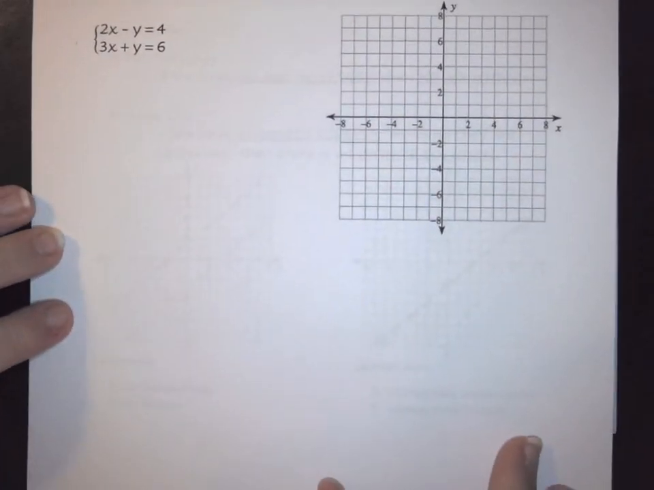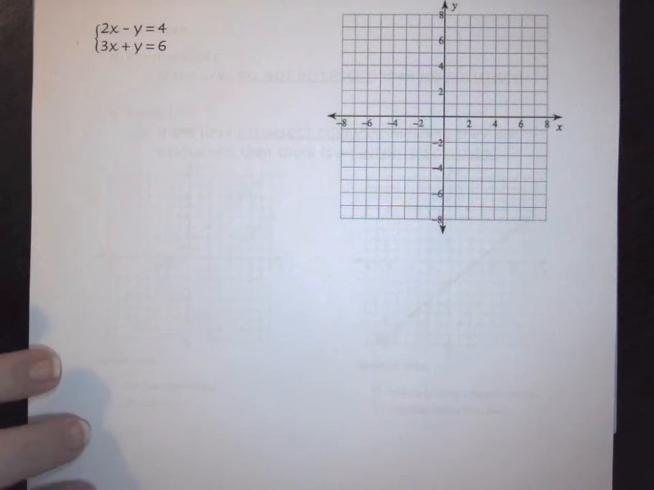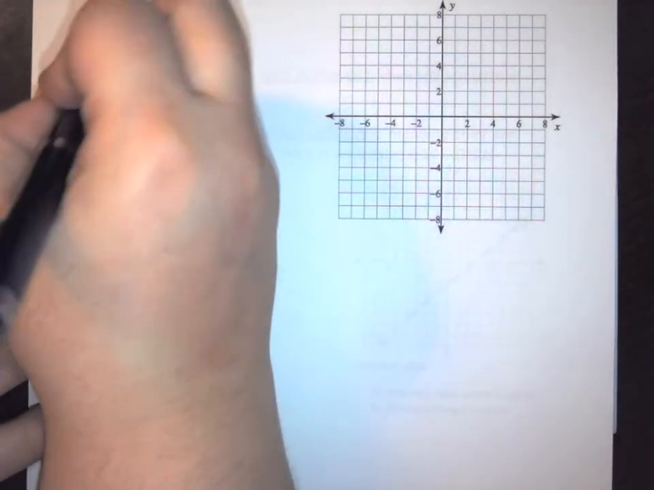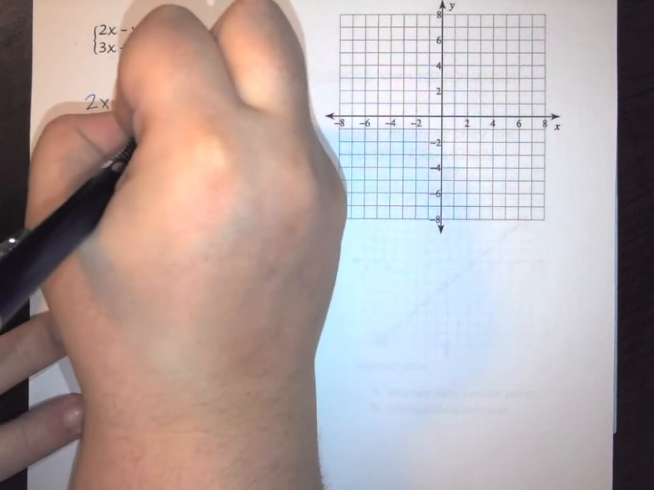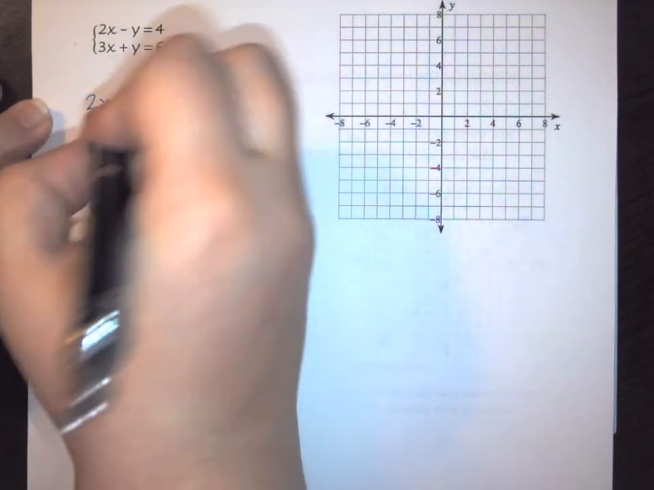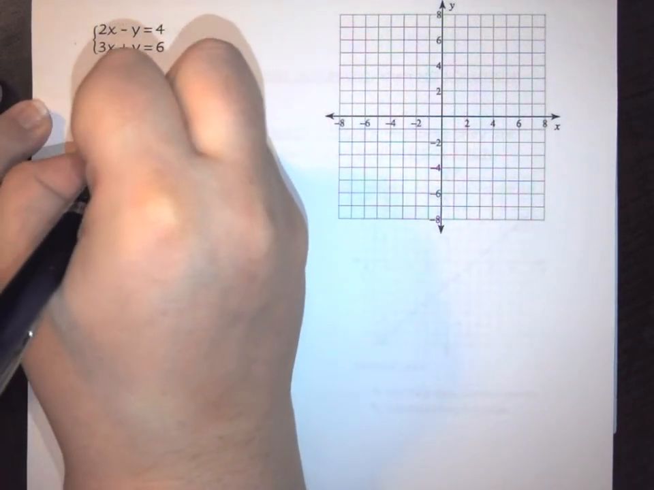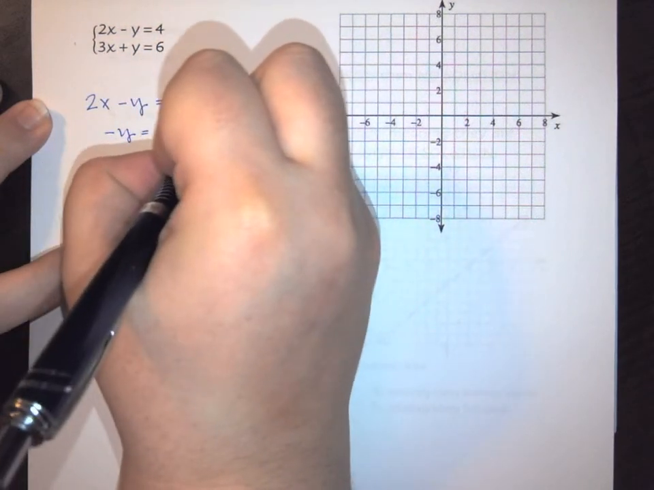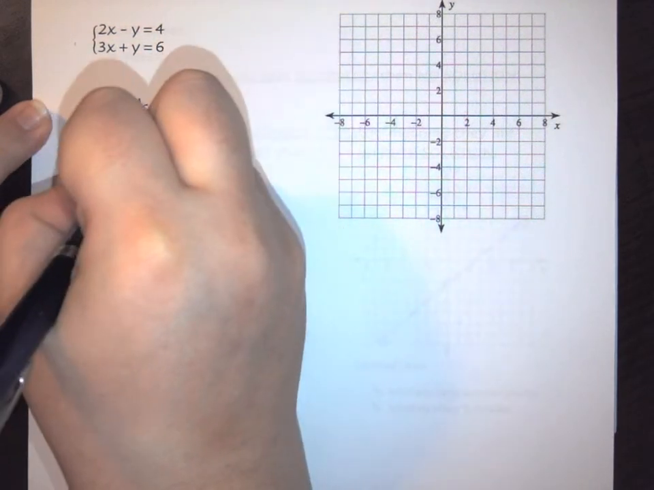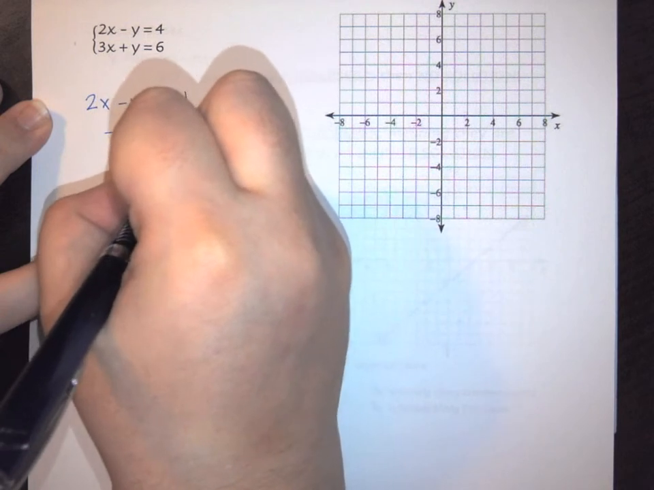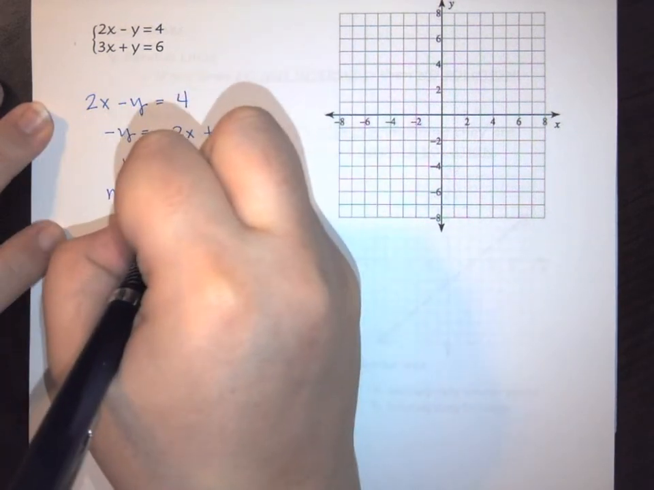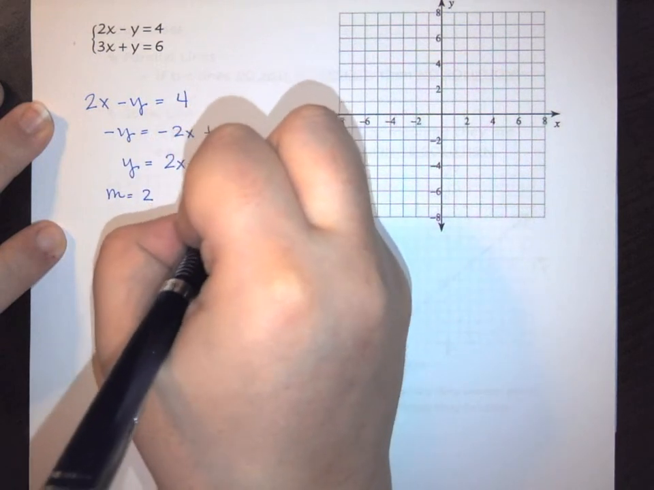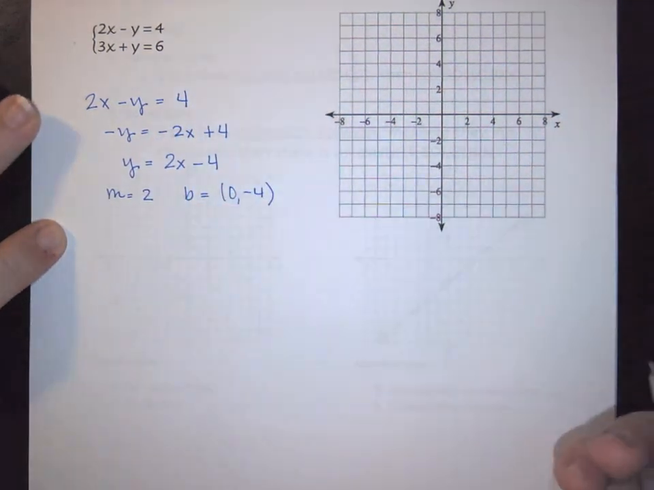Alright, let's try one more time here. So here I have 2x minus y is equal to 4. So I want to solve for y. So here I get negative y is a negative 2x plus 4. So y is going to be 2x minus 4. My slope is a 2. My intercept is 0, negative 4.